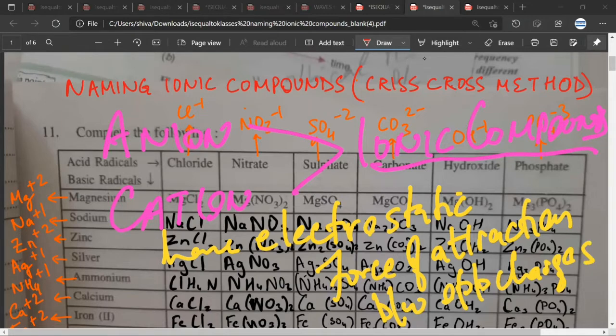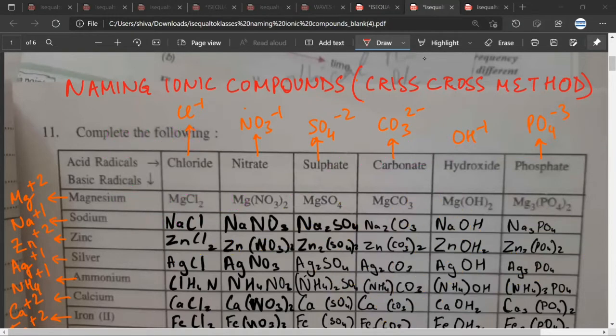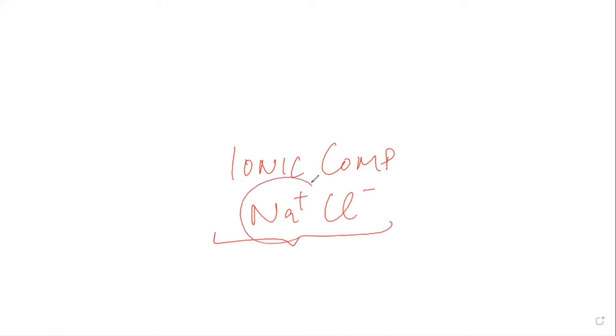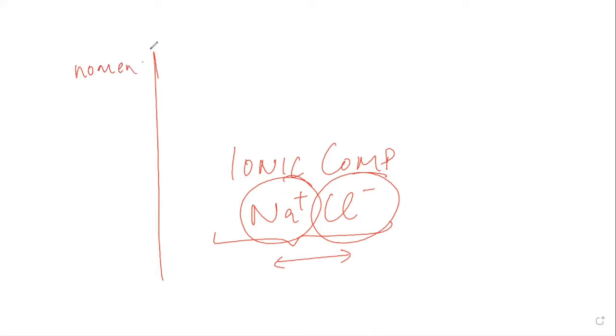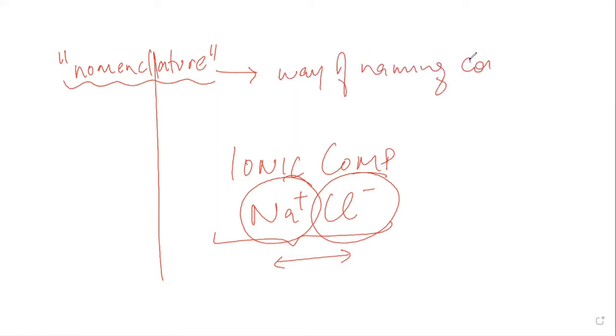Yes, sir. Basically all this means in simple language that the simplest ionic compound you can take is NaCl. All that I'm trying to tell you is that in an ionic compound there will be two oppositely charged ions which will be attracted to each other. Any doubt? No doubt. Whenever you do nomenclature, which means the way of naming compounds, the positive species is put first and the negative species is put second.